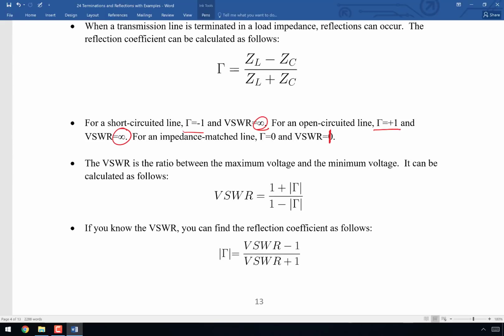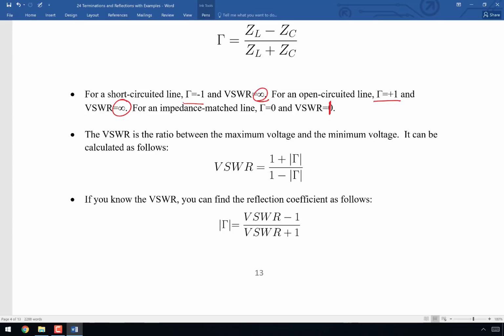The VSWR is the ratio between the maximum voltage and the minimum voltage. It's 1 plus the absolute value of gamma over 1 minus the absolute value of gamma. Or you can modify that equation in case you know the VSWR. There are actually tools that will tell you the VSWR along a line. From that, you could calculate the reflection coefficient as VSWR minus 1 over VSWR plus 1.